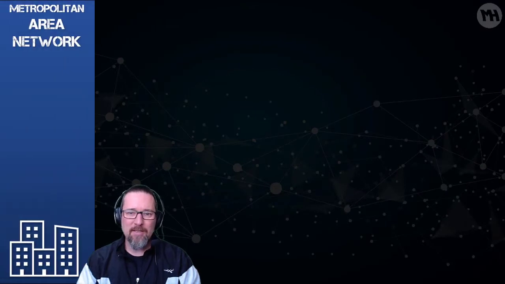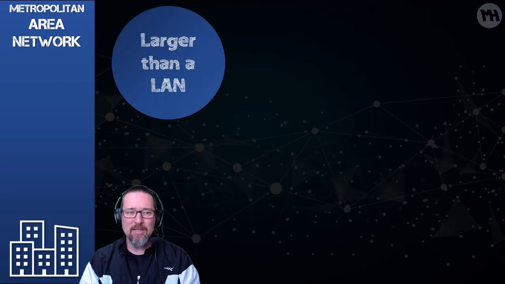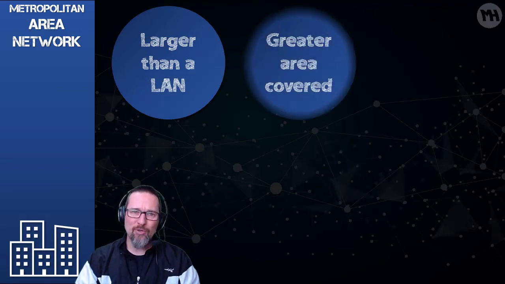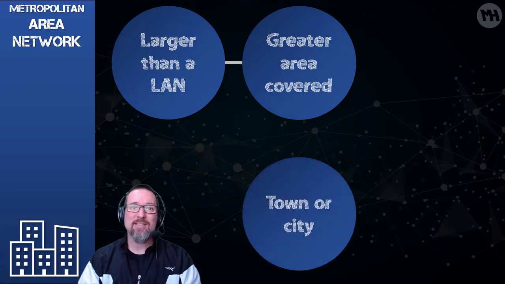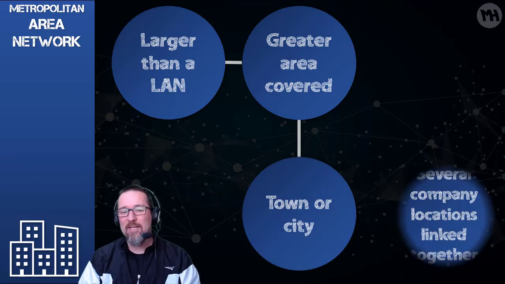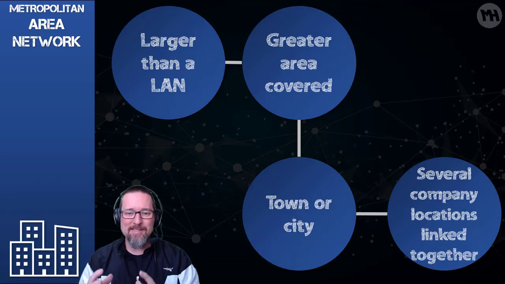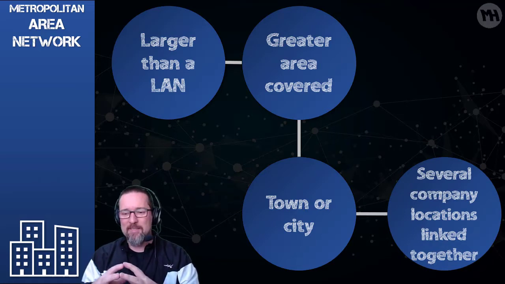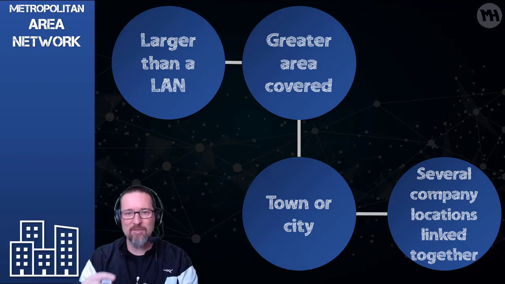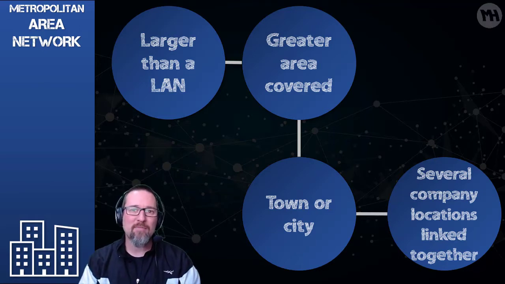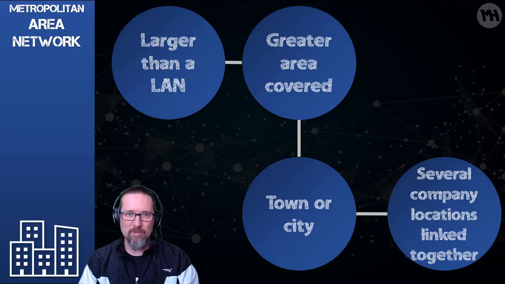All right. Then we move on to something slightly bigger, which is a metropolitan area network. That is obviously much larger than a local area network because it covers a much greater area, such as a town or a city. You could have several companies or businesses linked together, or a business might have various locations across a great city like Johannesburg, Randburg, so the north, the south, the east, the west, and all of that is covered and linked together. That would be an example of a metropolitan area network.